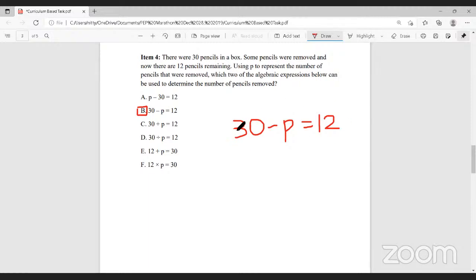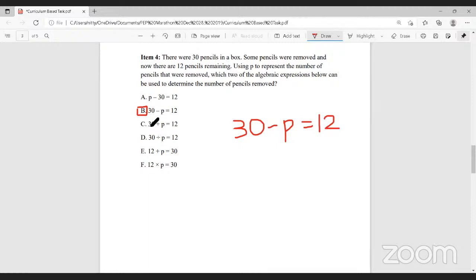So we're going to look at that. So let's see what's happening here. So here we have P take away 30 equal 12. No, because that would mean that P pencils is more than 30 pencils that were in a box. So this one can't work. 30 plus P equals 12. That would mean then that we didn't take any pencil out. And I mean, 12 is already a big number. If we add something to 30, we cannot get a smaller number, 12. If we add a positive number to, if we add P to 30.